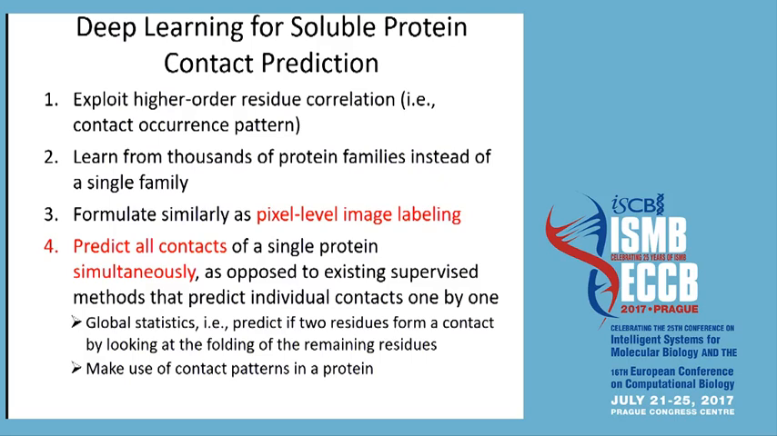We formulated the contact prediction problem similarly to the pixel-level image classification problem, which means we predict all the contacts of a single protein simultaneously. This is very different from existing supervised learning methods, which mostly predict individual contacts one by one. By simultaneous prediction of the whole contact map, we can easily make use of the contact occurrence pattern.